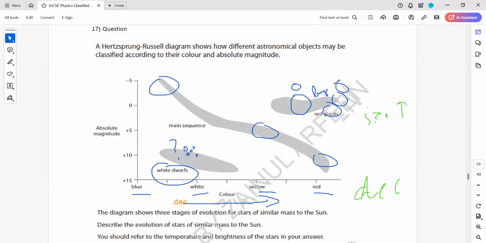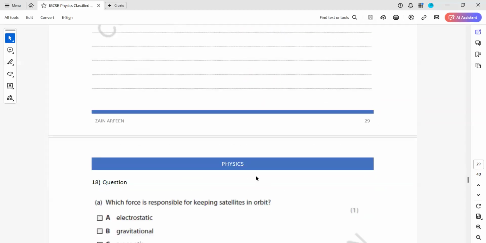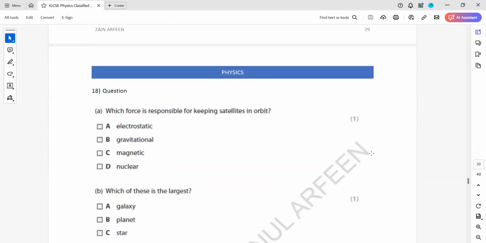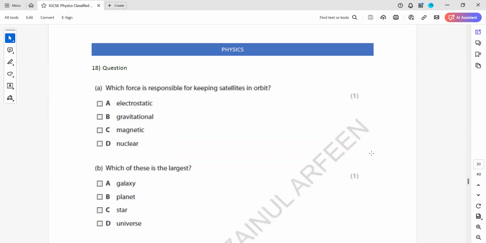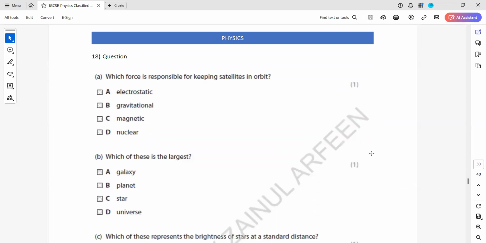though the intensity, or the light which we receive from a star, depends on two factors: distance from us, and also the temperature and the size of the star. The question was actually related to the Hertzsprung-Russell diagram. That is not part of the syllabus. I just added the question to explain the relation between them.